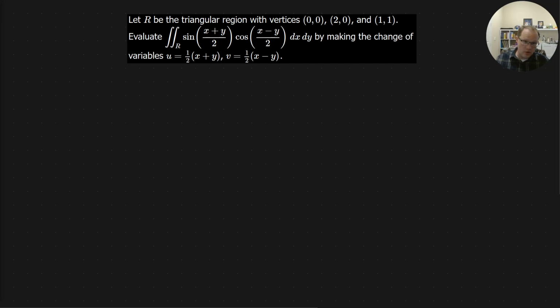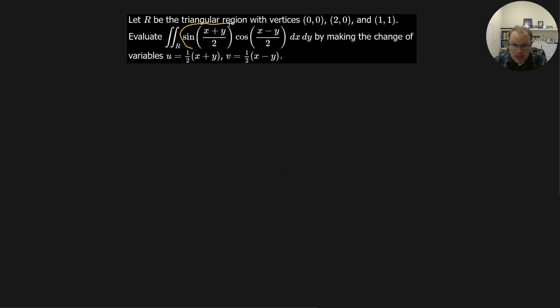So let's take a look at a fuller example where we have to evaluate a full double integral using a change of variables. So here we're integrating this function, sine of (x plus y)/2 times cosine of (x minus y)/2, over the triangular region with these vertices. And we're going to do it by making the change of variables u equals 1/2 (x plus y), v equals 1/2 (x minus y). So right off, you could see why this would be a useful change of variables.